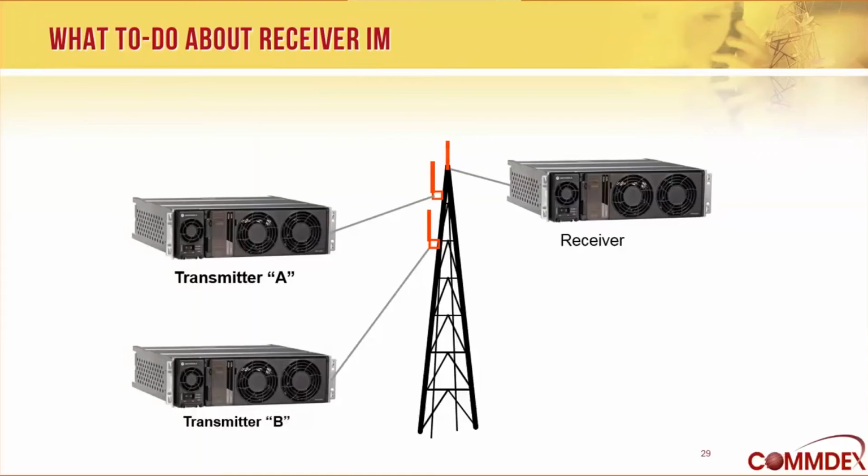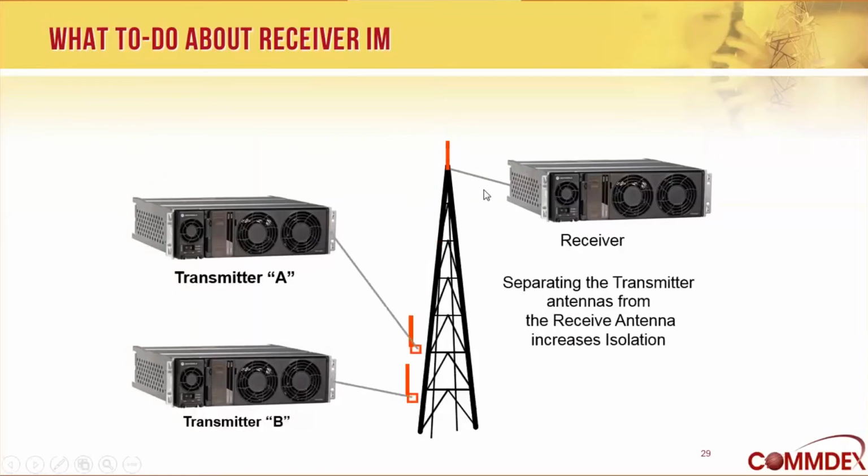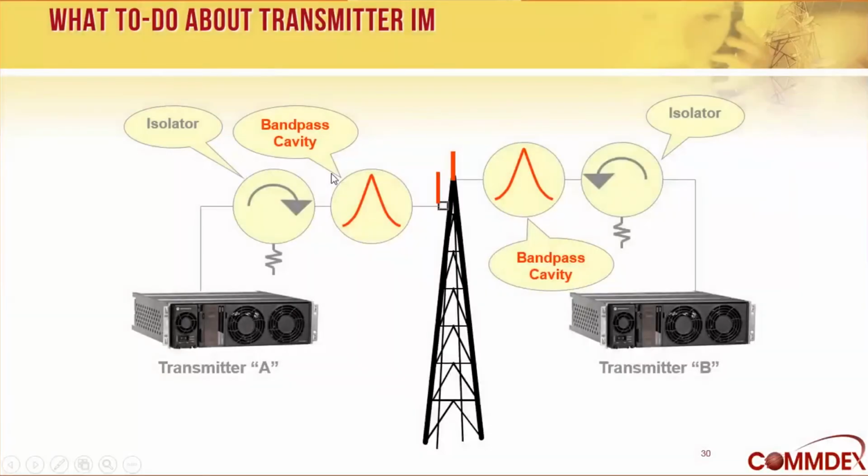And once again, we can isolate transmit antennas from receive antennas so that we don't have a huge amount of transmitter noise that will produce intermod close to the receiver. Keep those signals isolated.